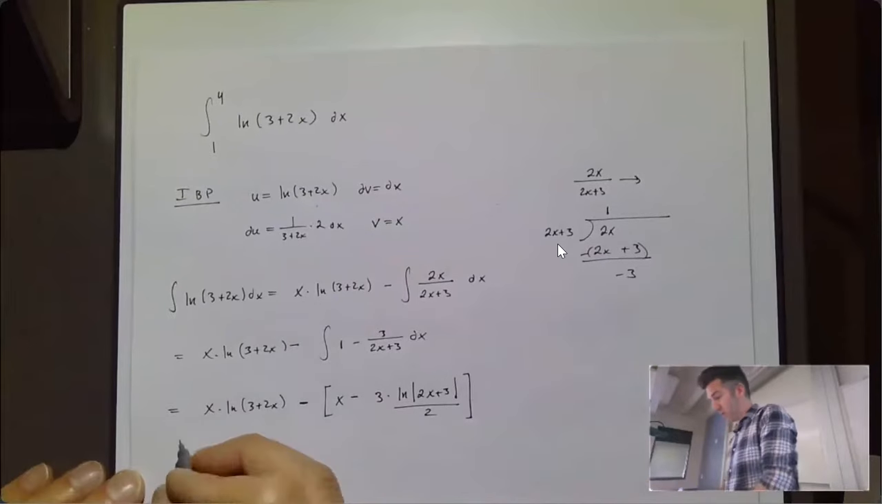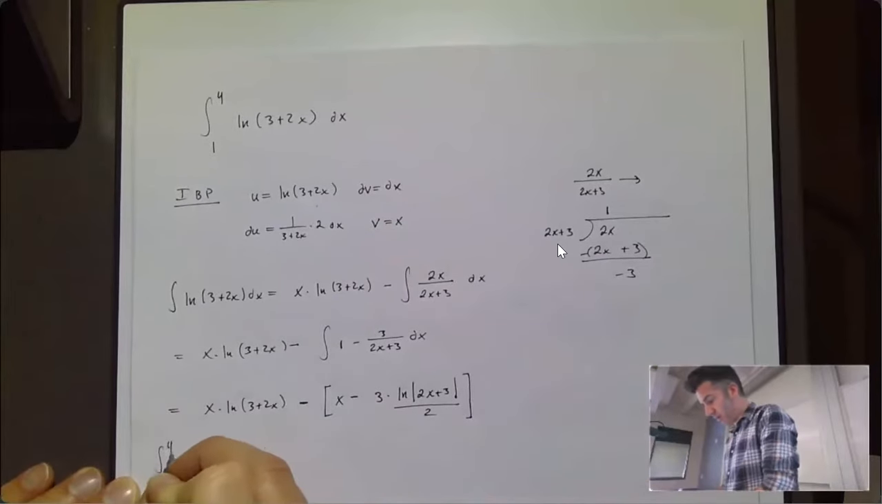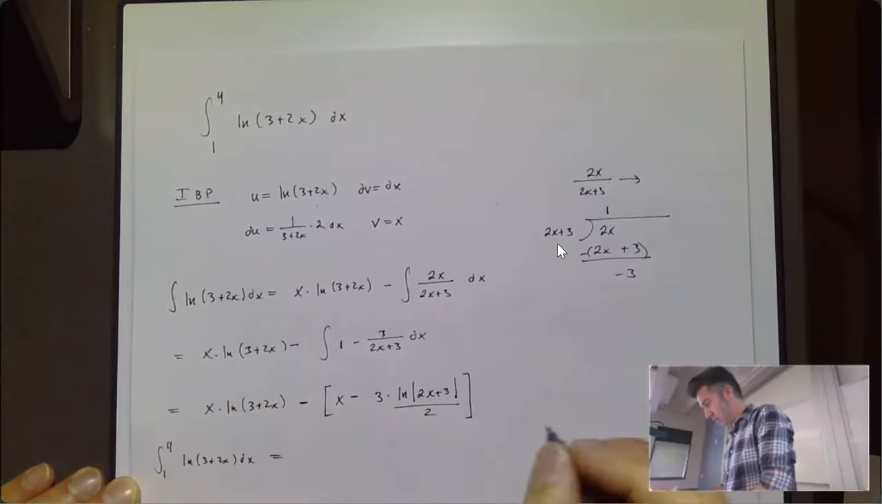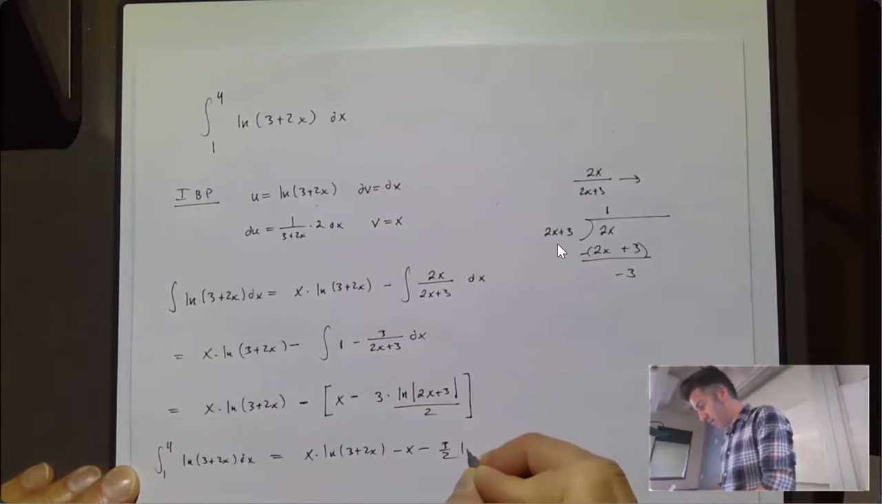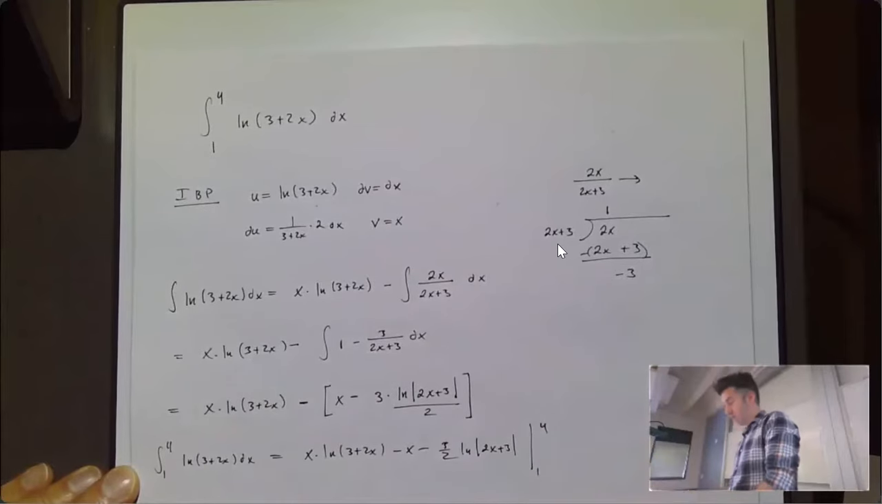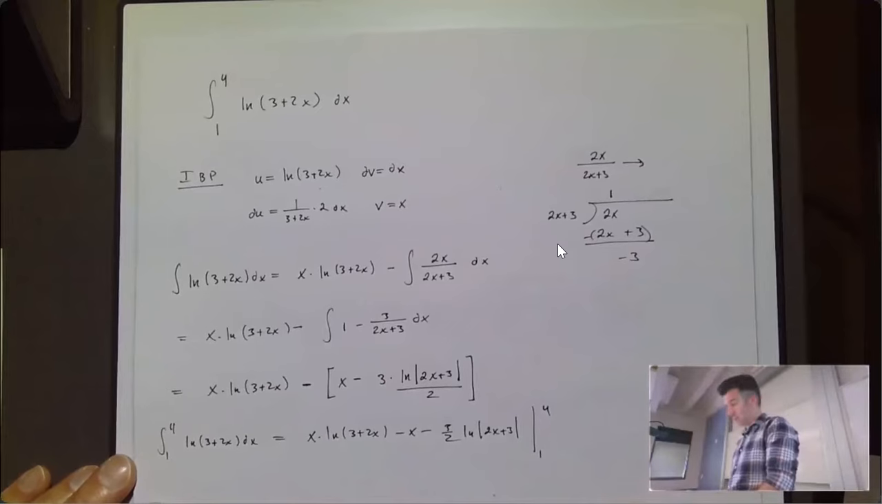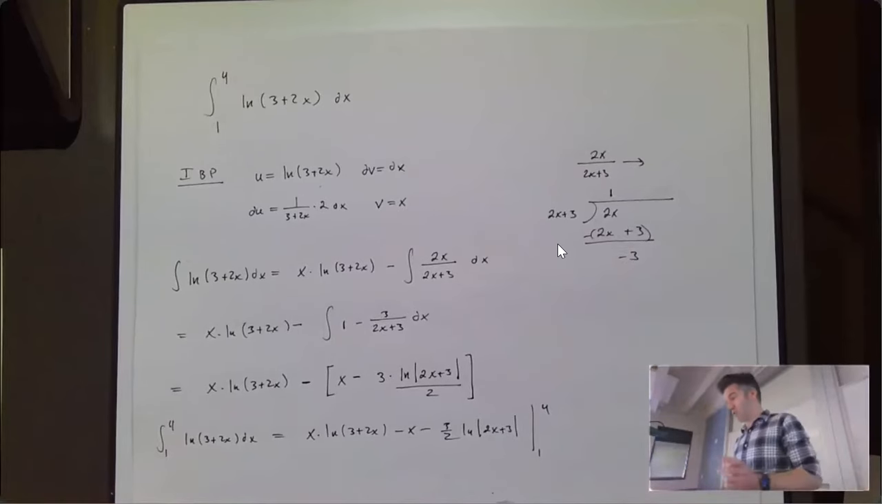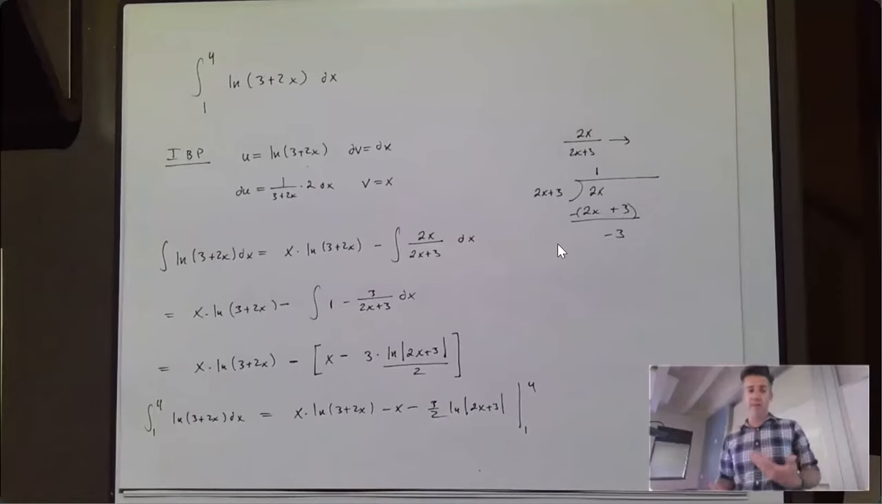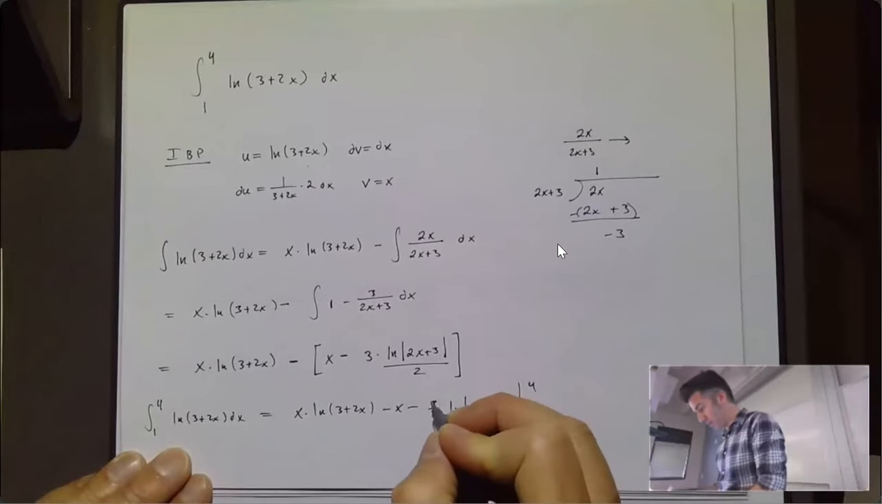Okay, so then we can actually do the integral. The definite integral from 1 to 4 of the natural log of 3 plus 2x dx is equal to this whole hot mess: x natural log of 3 plus 2x, and I'm going to distribute the minus sign, minus x minus 3 halves natural log of the absolute value of 2x plus 3, from 1 to 4. And then we're going to plug in. I should point out, you don't actually need these absolute values here because when you plug in 4 and 1, you get a positive result. That doesn't mean you have to drop them though. In fact, unless there's a really good reason to drop your absolute values, you should just keep them for safety's sake.